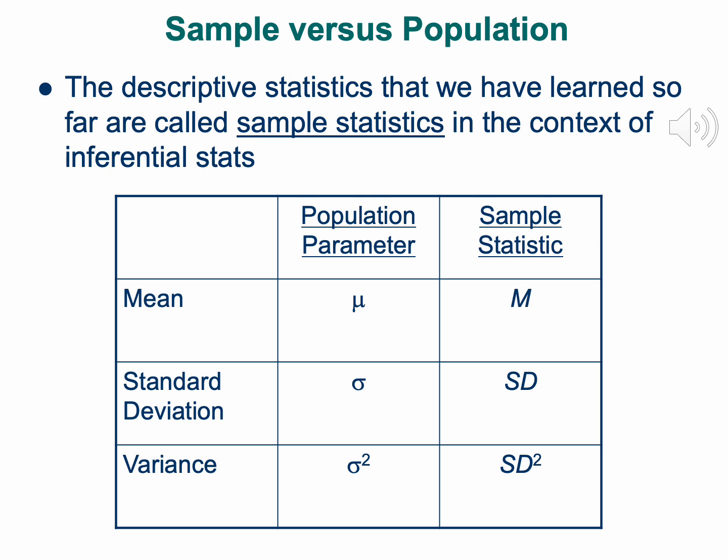Notice that the population parameters are referred to using Greek symbols. So you have mu and sigma. And the sample statistics are referred to using the Roman letters. Notice that the variance also has a square sign next to it. The variance is the square of the standard deviation.